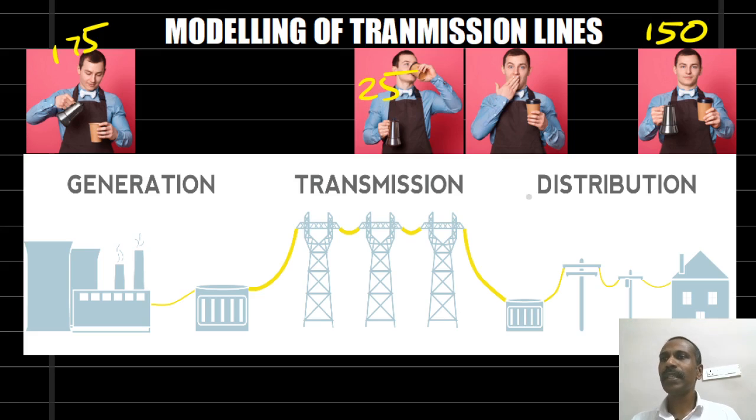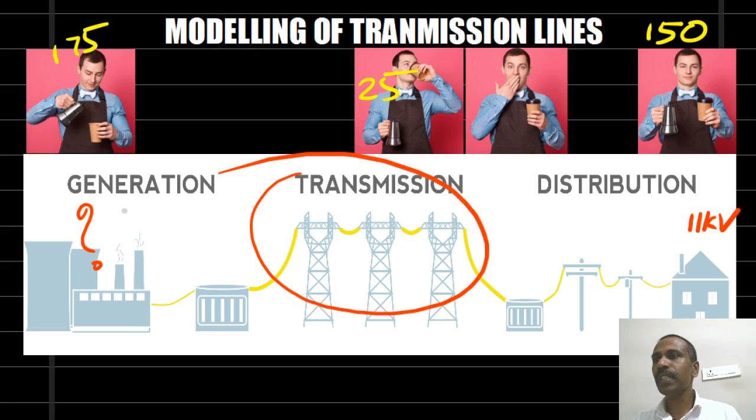The scenario is similar in the case of transmission lines. Suppose the consumer needs some 11 kilovolt at the load center. How much voltage should be produced at the generator? Because the transmission network will take a certain amount of voltage. For that, we should know the structure of the transmission line, or we should know the characteristics of the transmission network. That's why we study the modeling of transmission lines.